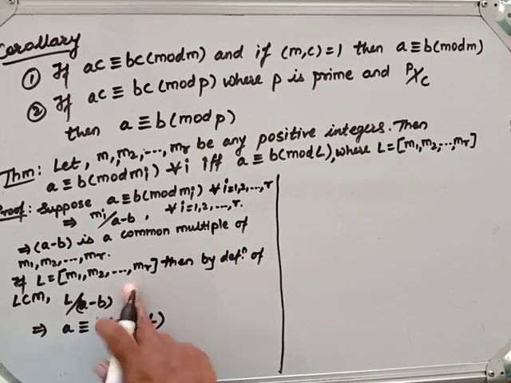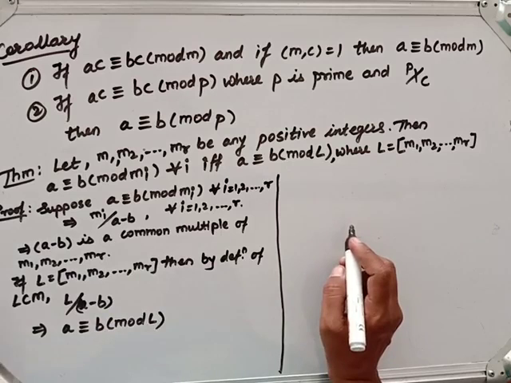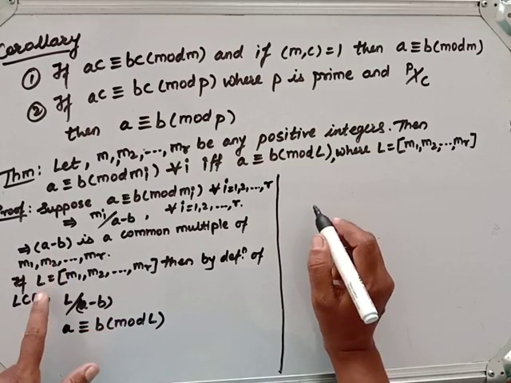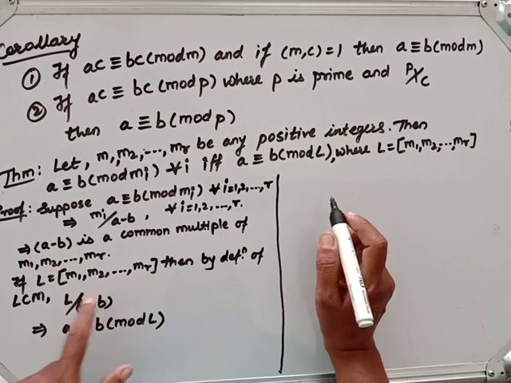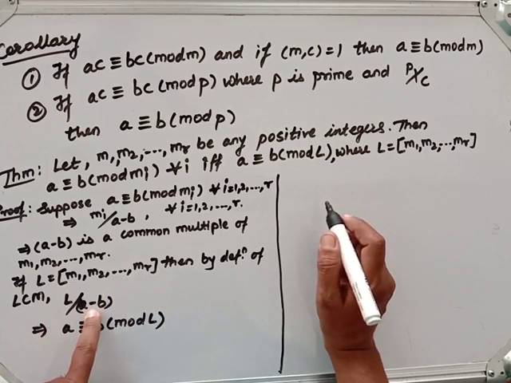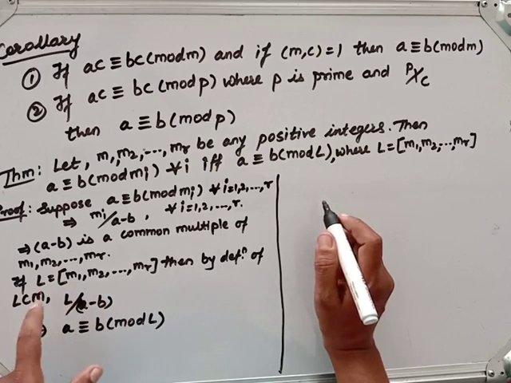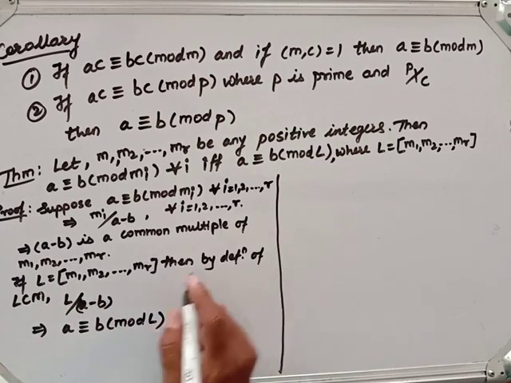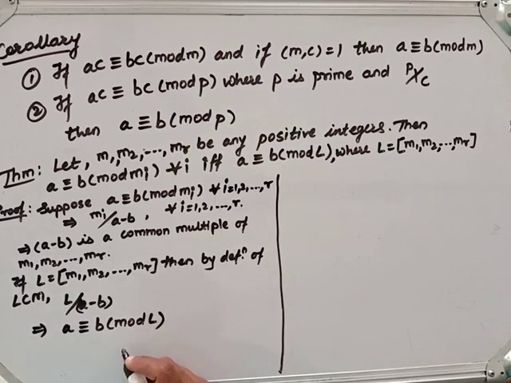Remember here, we know the definition of LCM. Simply, the definition of LCM is: if A minus B is a common multiple and L is the LCM, then L must divide that common multiple. L will be the divisor of it; then it will be the least common multiple. Otherwise it is not. Simply the definition of LCM is used. Okay. Now let us go for the converse part.